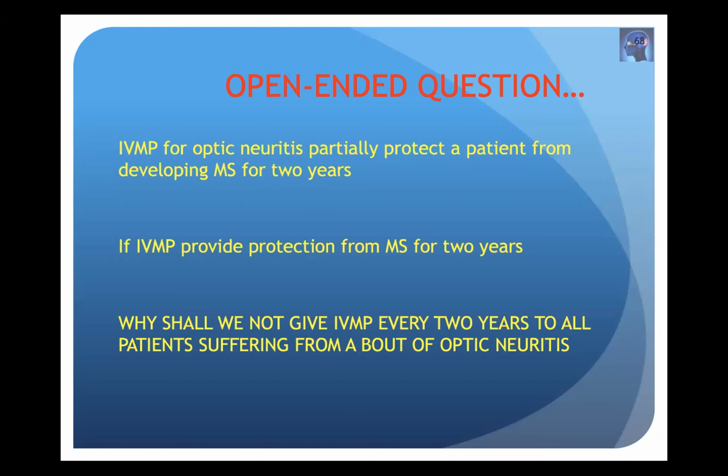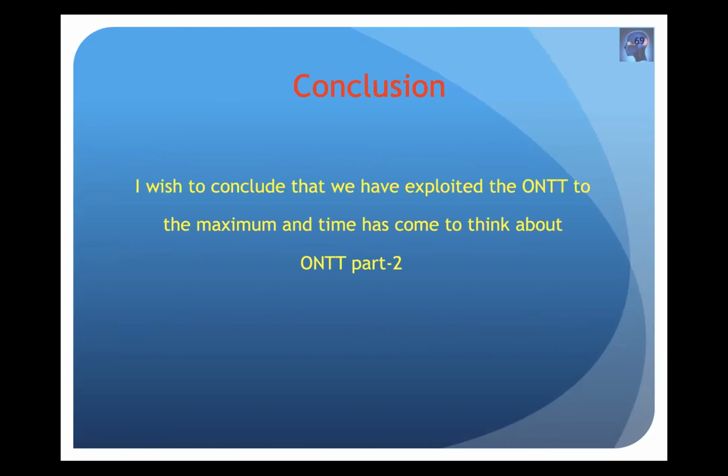I often contemplate that if IVMP provides protection from MS for 2 years, why shall we not give IVMP every 2 years to all patients suffering from a bout of optic neuritis? Even if it gives a partial protection, there is some protection. That decreases the chance of developing MS, which is a very incapacitating disease. So I would like to conclude my session: we have exploited the ONTT to the maximum, and the time has come to think about ONTT part 2. Thank you.